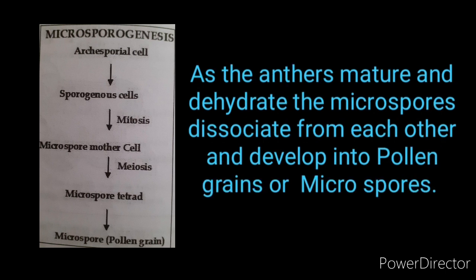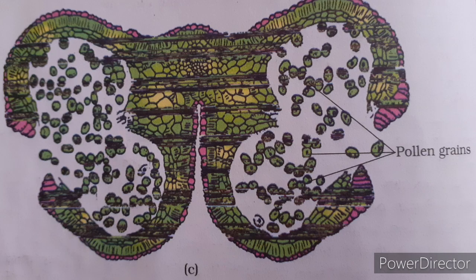As the anther matures and dehydrates, the wall layer, the endothecium, is involved. The microspores dissociate from each other, separate, and develop into pollen grains. See how the pollen grains are coming out.